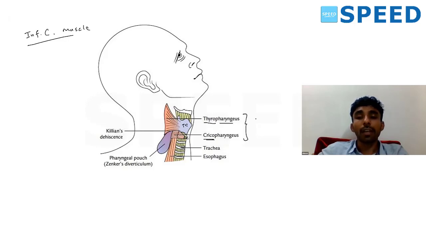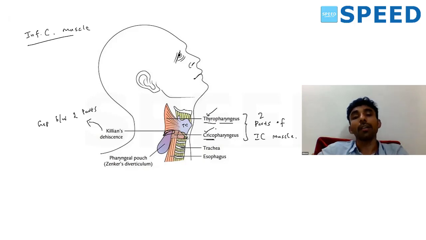So thyropharyngeus, cricopharyngeus, both are the 2 parts of which muscle? Inferior constrictor muscle. Fine. And actually, there is one potential gap between the 2 parts of the inferior constrictor muscle, and that gap is called Killian's dehiscence. So Killian's dehiscence is the gap between 2 parts of inferior constrictor muscle. That means between thyropharyngeus and cricopharyngeus.